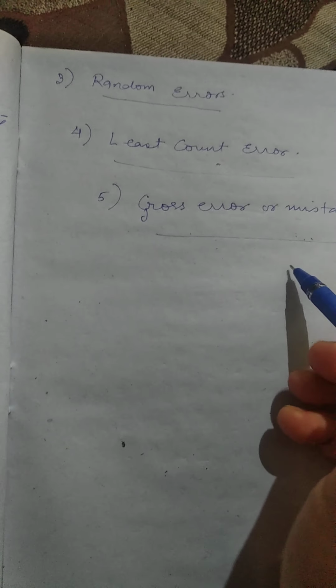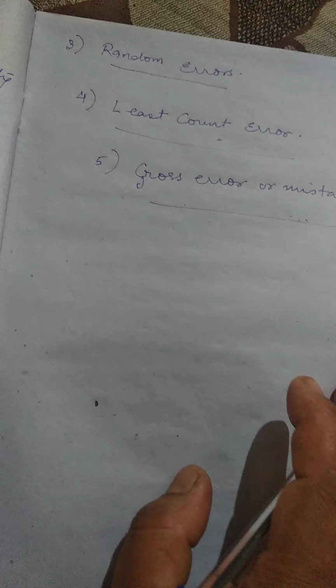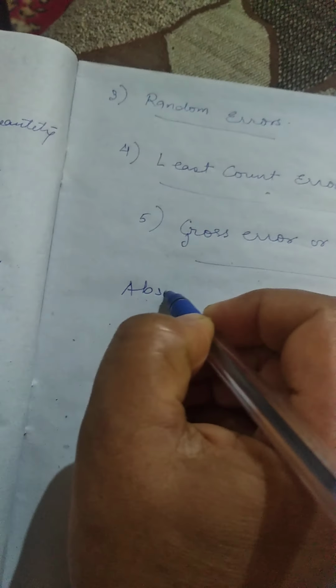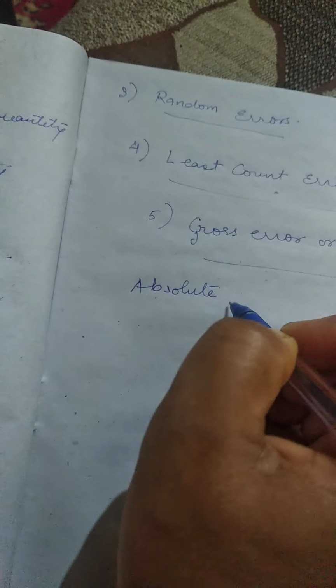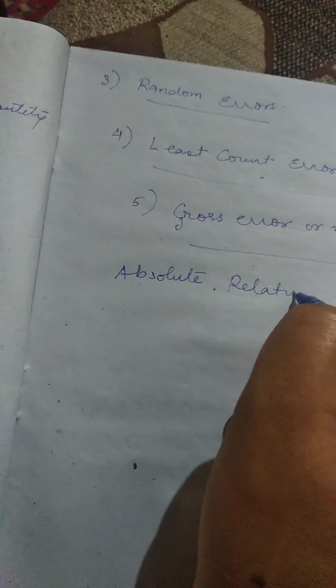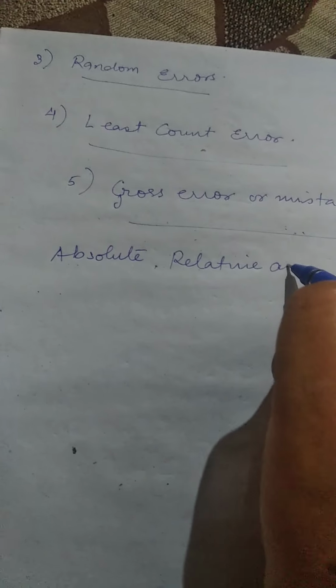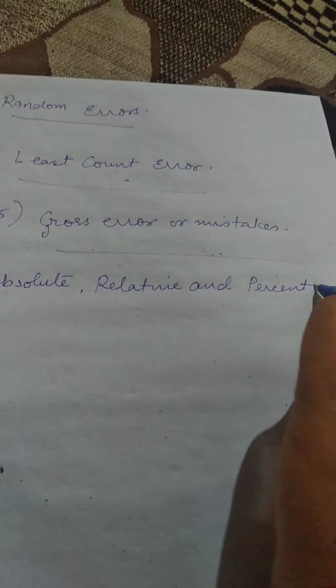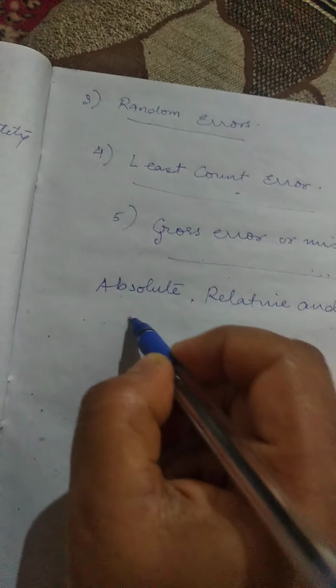Now there are three other errors which are very essential for measuring, and we will have to know how to calculate them. They are absolute error, relative error, and percentage error.